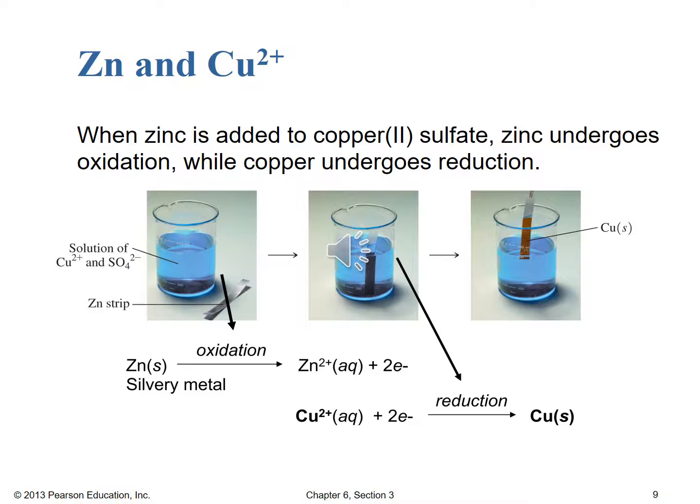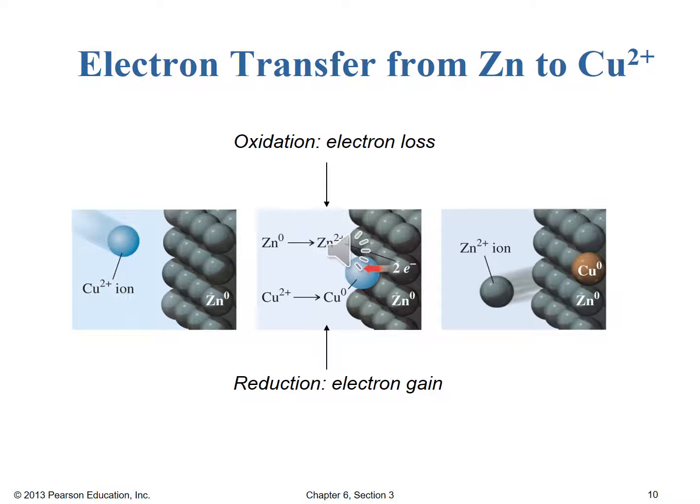But if we look at the reduction half reaction, the copper ion gaining those 2 electrons to form copper metal is very visible. The strip gains that coppery color, and as you see in the last picture on the slide there, when you remove that zinc strip, it's now coated in a very, very thin layer of metallic copper, because of the reduction of the copper ion from solution to form copper metal on the zinc strip. What we see on that zinc strip on the macro scale is very good evidence of that electron transfer.